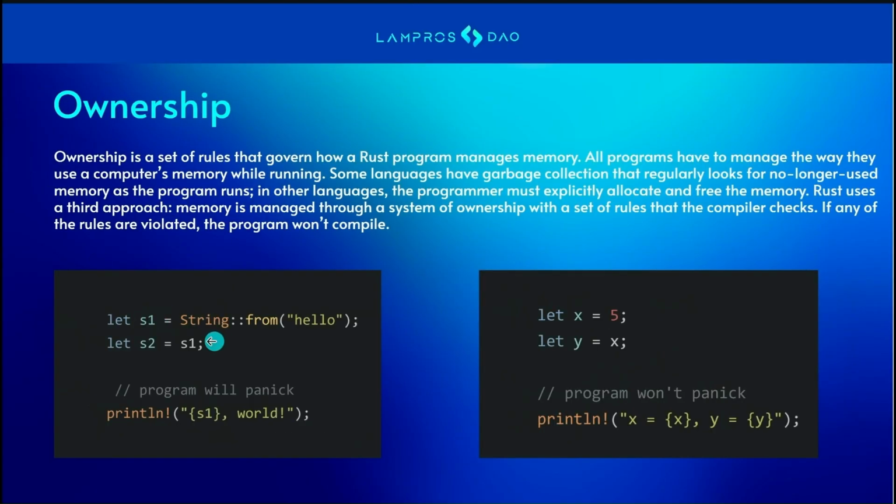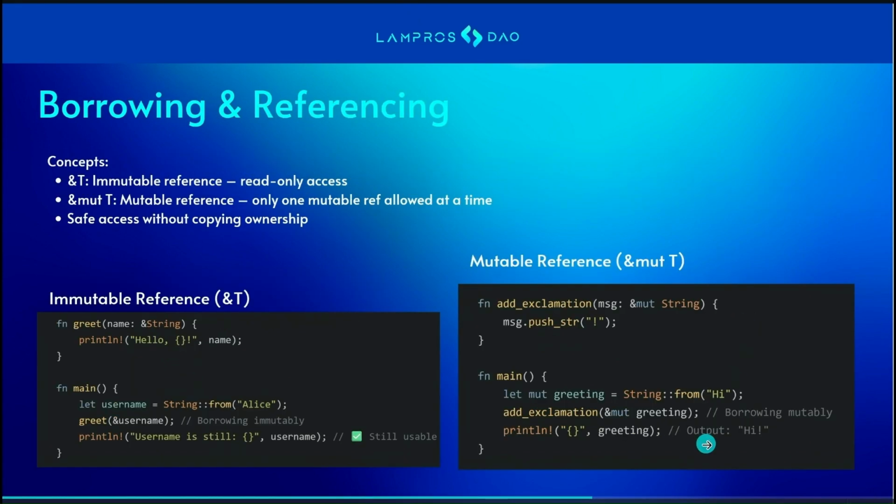Here the case was different, because we have not used the ampersand, we can't use s1 anymore here. But here we have used the ampersand, so we are able to print the greeting variable after passing it to another function, add exclamation, also. Still the ownership is there with the greeting variable, ownership of hi is there with the greeting variable. So here hi will be printed, but this function has added an exclamation mark at the end, so hi exclamation mark will be printed.